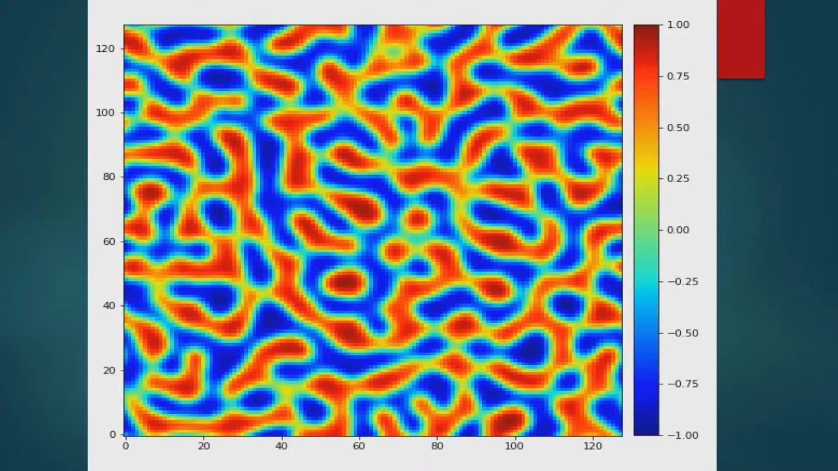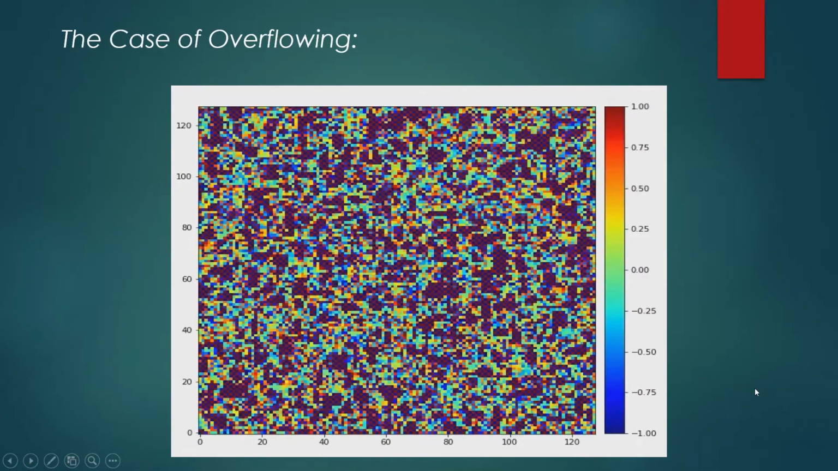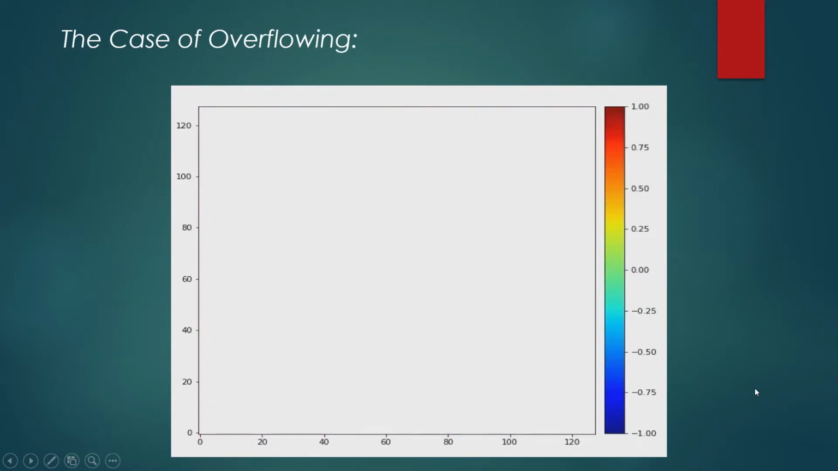So what do you think about this, Rishi? Yeah, definitely this looks better, finer than the previous method. But as we worked on it, there is a small problem here, which is the case of overflowing or blow up. The interesting phenomenon that occurs while using the explicit Euler scheme is that blow up or overflowing.